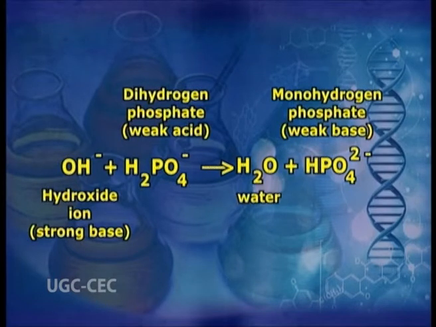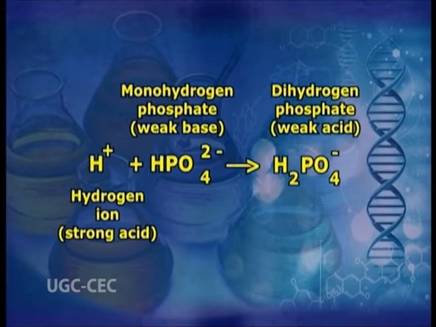The monohydrogen phosphate ion is capable of buffering the hydrogen ion released by a strong acid such as hydrochloric acid by acting as a weak base. Because the concentration of phosphate is highest in intracellular fluid, the phosphate buffer system is an important regulator of pH in the cytosol.